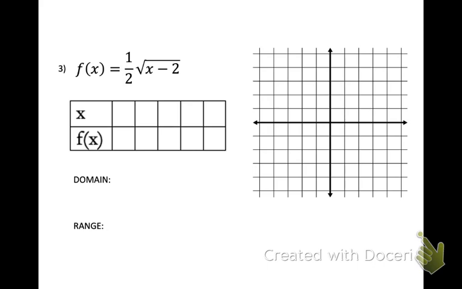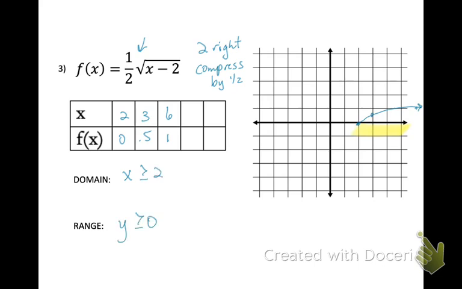Number 3, we're back to the square root. So the transformations, we have shifting 2 to the right and a compress by a half. So our starting point will shift over to 2, 0, and let's plug in 3 and 6. And we get those y values, and you can see we have that little half curve that is slightly lower than the curve of the parent function. We have a limited domain and range, so all the x values that are greater than or equal to 2 and all the y values that are greater than or equal to 0 are being used.